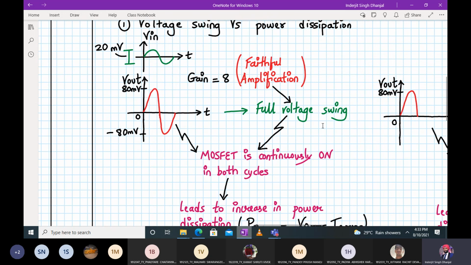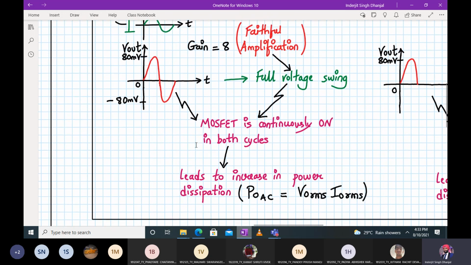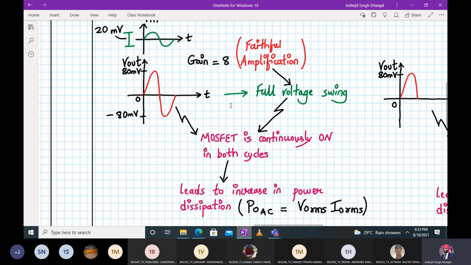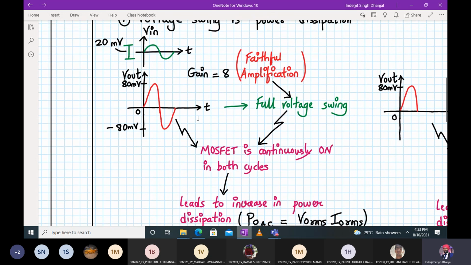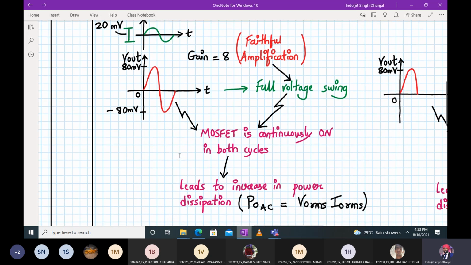And what do you mean by full swing at the output? The MOSFET is continuously on in both the half cycles. Means in the positive half cycle, the MOSFET is continuously on, as well as in the negative half cycle, it is continuously on, which will lead to an increase in the power dissipation.